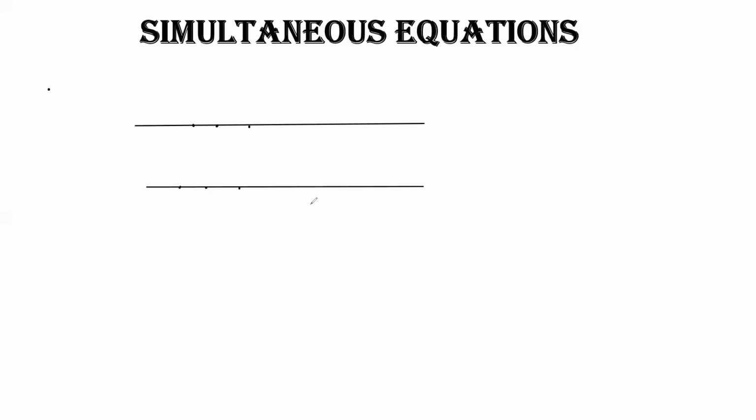Okay. Now if you look at the next one, you can see the lines here are intersecting. These lines are intersecting. So when I look at the point here, you can see the point which is common for both the equations. So the equations having the common solutions are called the simultaneous equations. Okay, I hope you understood about the simultaneous equations. So let's move to the next one.